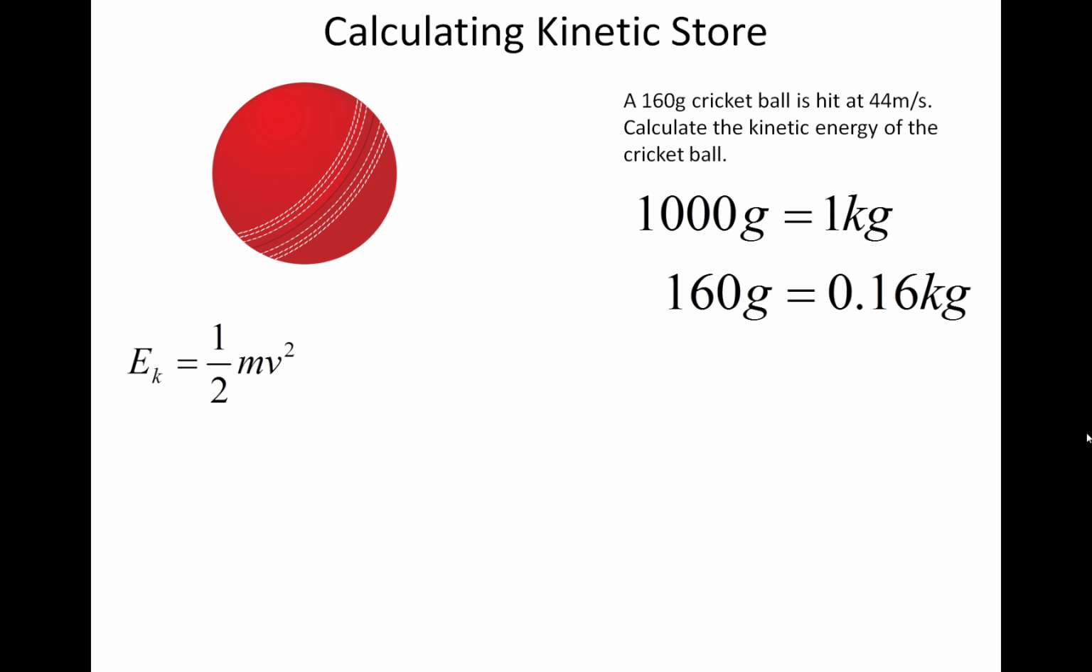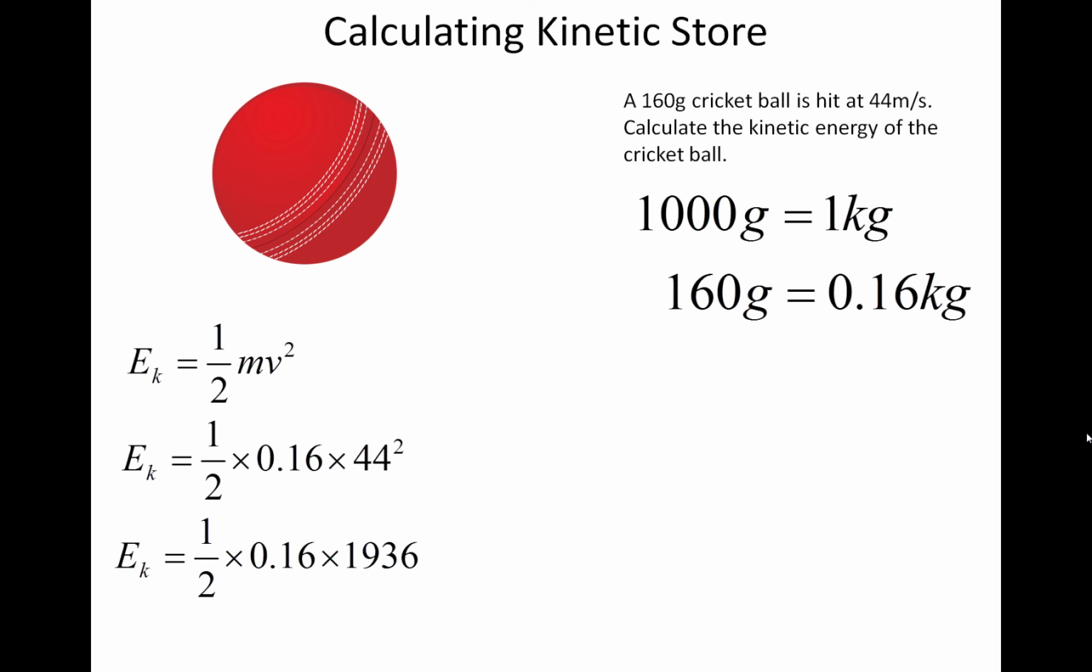Then, once we've done that, we can simply write our equation, plug in the numbers, squaring first, and then finally our answer is 154.88 joules. But since our question has only given us two significant figures, we need to round our answer, so we have that it is approximately equal to 150 joules.